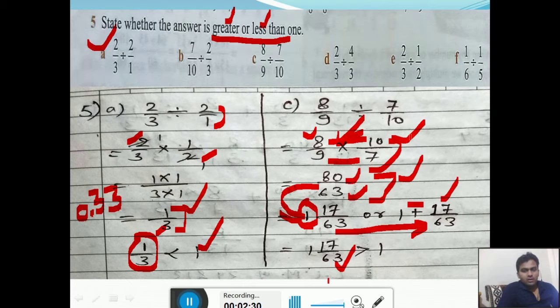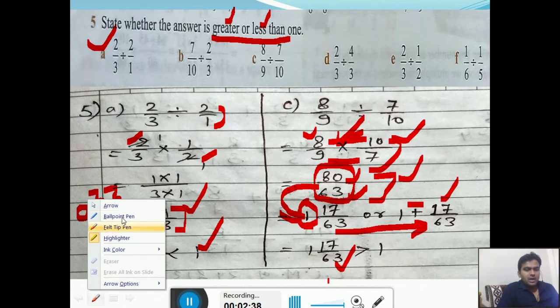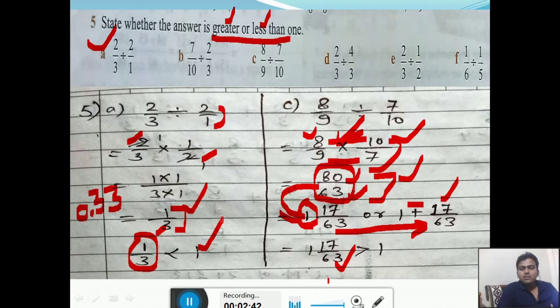So always remember, if you get the answer as an improper fraction, then that number is greater than 1.